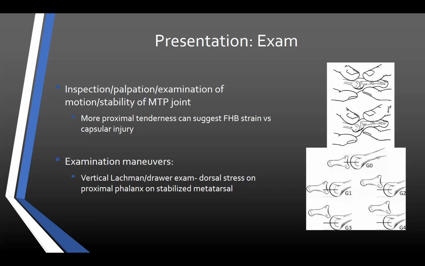So on the exam itself, there's a specialized maneuver that can be used to assess the stability of the joint, and that's the vertical Lachman or the vertical drawer test. In this diagram, you can see that this test is performed by placing a dorsally directed force on the proximal phalanx while you're holding the metatarsal stationary, and you're trying to bring the phalanx dorsal and seeing how much motion you have.